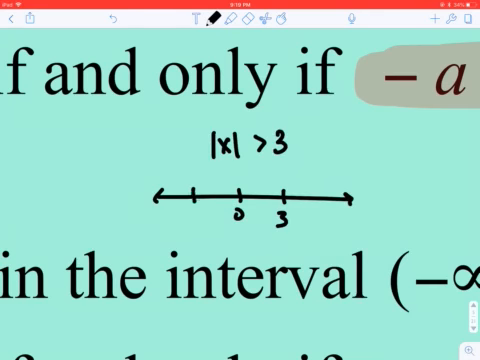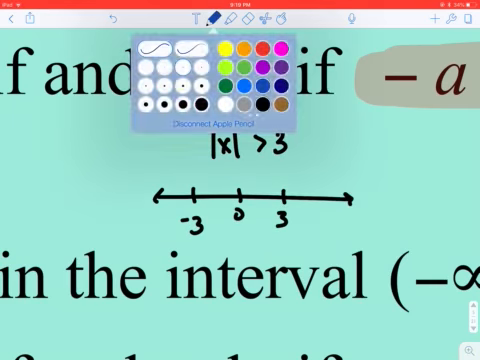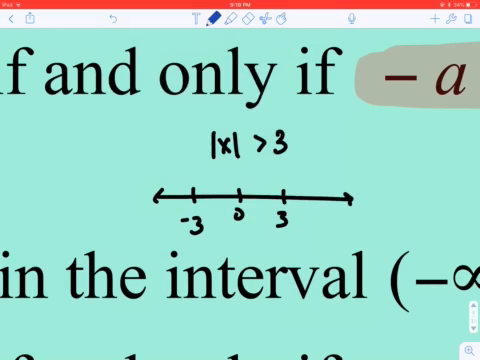Here's 0, here's 3, here's negative 3. Let's talk about numbers that would make that true. 4, and 5, and 6, and 7, and 8, and everything bigger. And 3.1, but not 3, right? All right, so this is true for every number that's bigger than 3. Yep, that's true, it is.